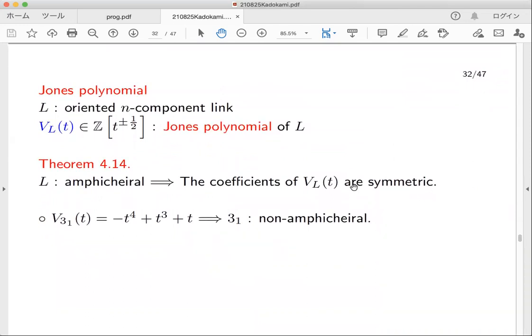The condition from the Jones polynomial is very clear. This is a well-known theorem that if L is Amphicheiral, then the coefficients of the Jones polynomial are symmetric. So by using the Jones polynomial, this one is not Amphicheiral. We can see it immediately.